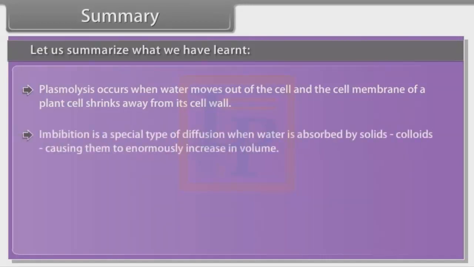Imbibition is a special type of diffusion when water is absorbed by solids and colloids, causing them to enormously increase in volume.